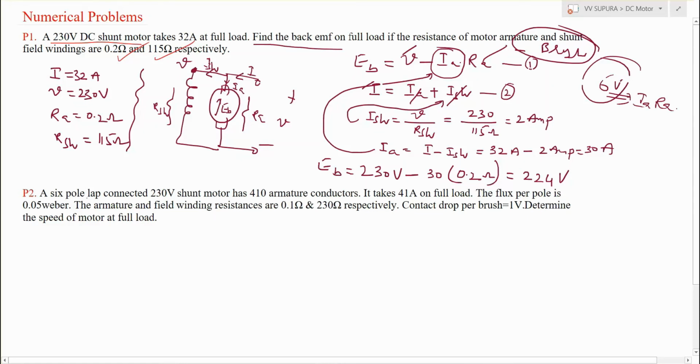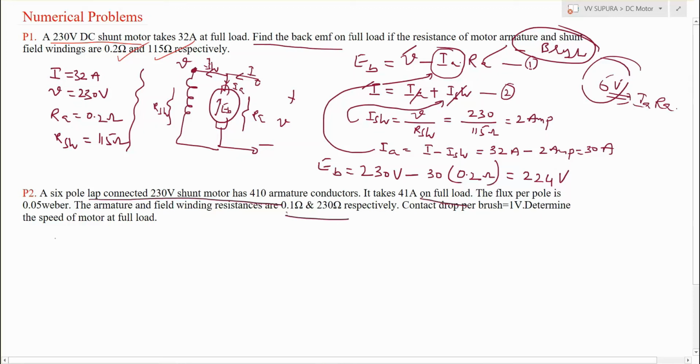A 6-pole lap connected 230 volt shunt motor has 410 armature conductors. It takes 41 amperes on full load and flux per pole is 0.05 webers. The armature and field winding resistances are 0.1 and 230 ohms respectively. Contact drop per brush is equal to 1 volt. Determine the speed of the motor at full load.